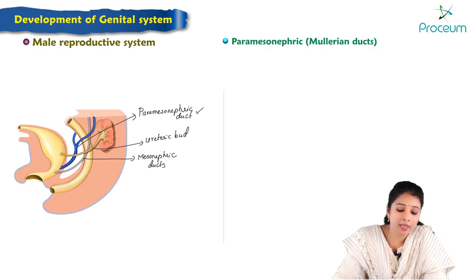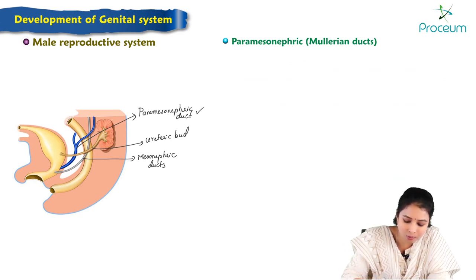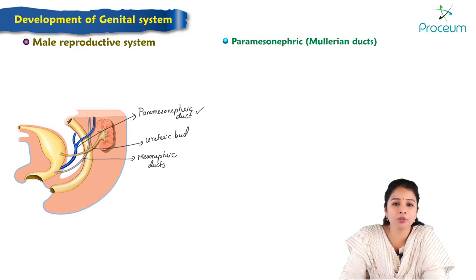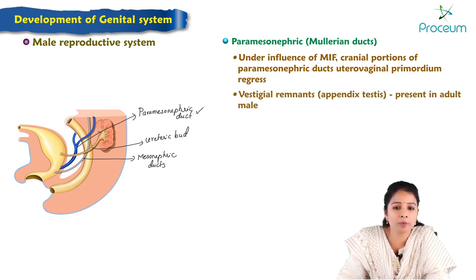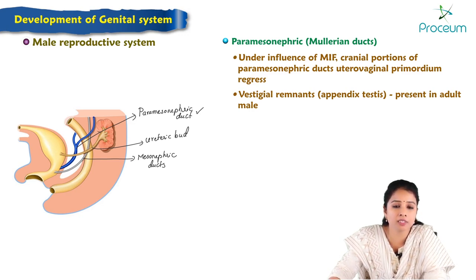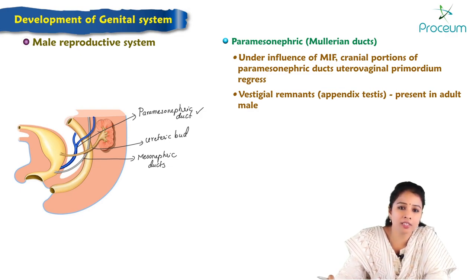So, what happens to the paramesonephric ducts or Mullerian ducts in males? Here are the blue colored structures which are called paramesonephric ducts, which develop in the urorectal septum. Under the influence of Mullerian inhibiting factor, the cranial portions of paramesonephric ducts and uterovaginal primordium will regress. Vestigial remnants of the paramesonephric duct called the appendix testis are present in the adult male. So, they regress to form the appendix of testis in the adult male.